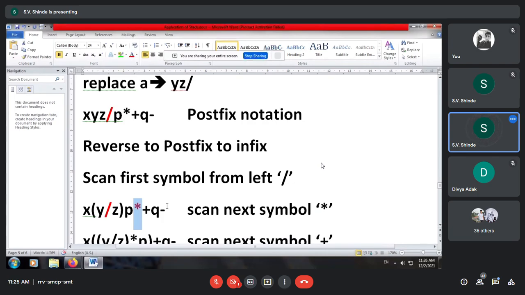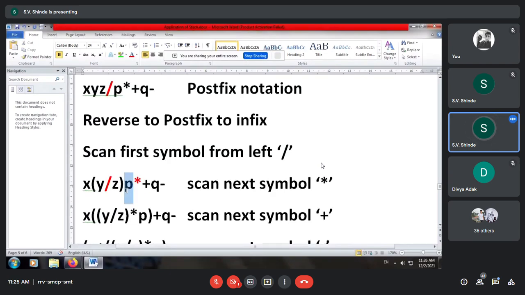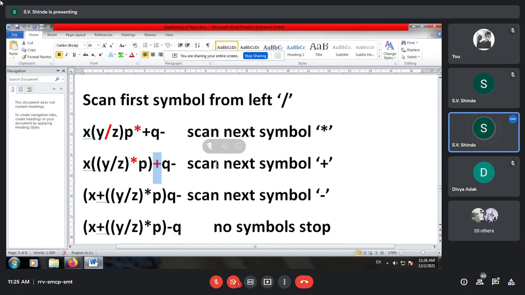So again we have to take two variables, one is p and another is y divided by z. You can put the multiplication symbol in between both of them, and thus we get another priority multiplication. Now we'll scan from the left for another symbol. So we get the plus. The plus is the next symbol. Same thing we have to do. We have to find the intermediate one.